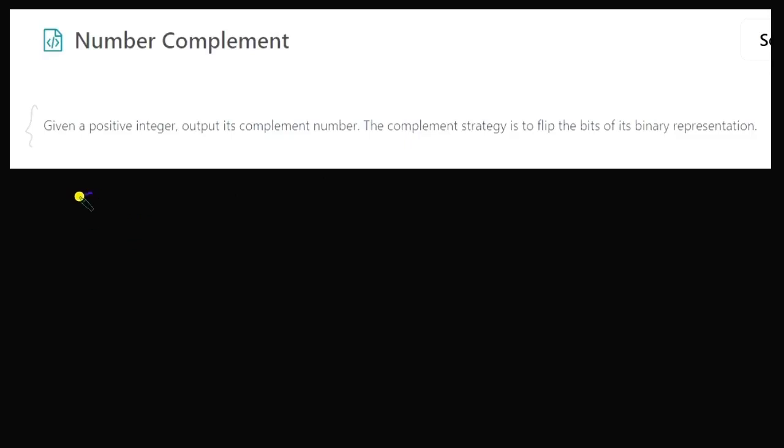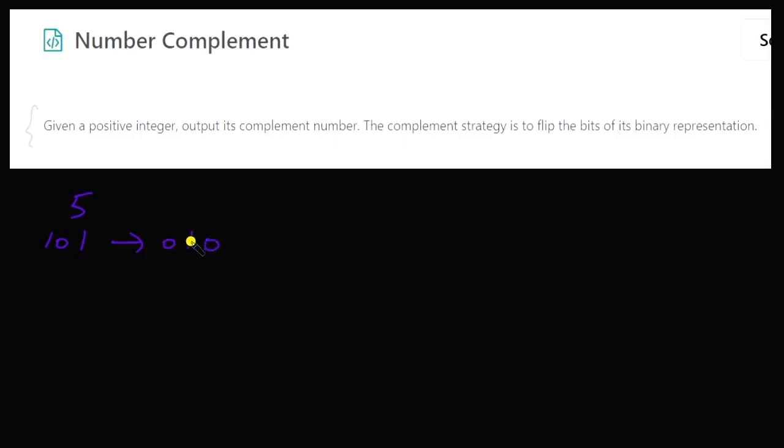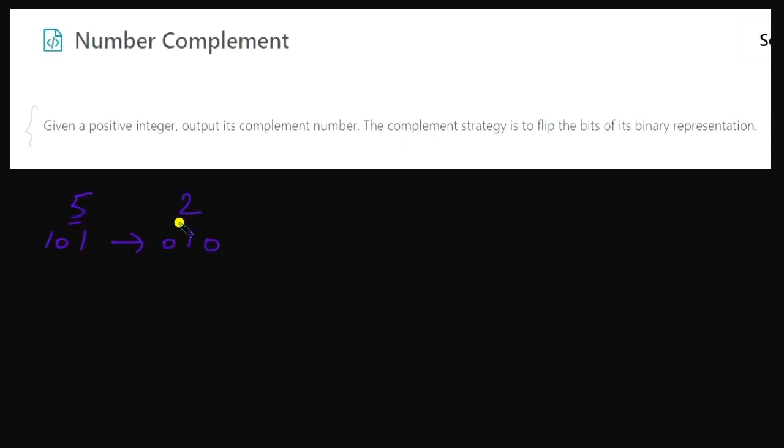Suppose our input is 5 and its binary representation will be 1, 0, 1. If I flip all its bits, it will become 0, 1, 0, and in decimal form it will be 2. So if our input is 5, our output should be 2.